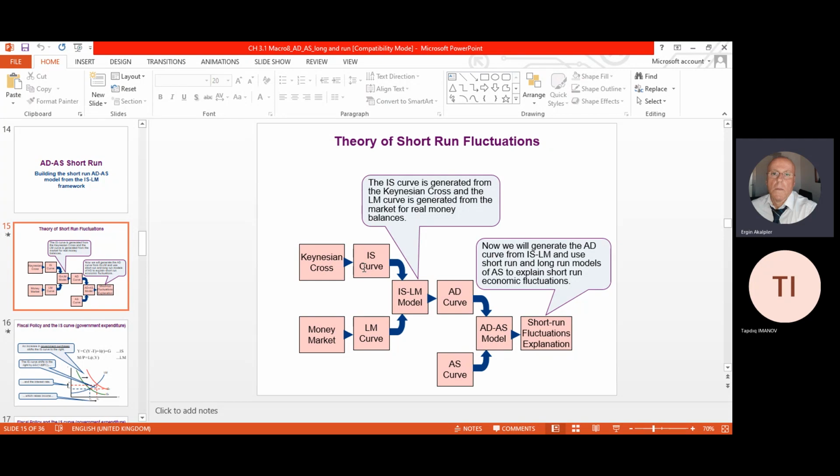The Keynesian cross and the money market are represented in the beginning phases, where the Keynesian cross is investment saving, and the money market is the liquidity money curve. Then they intersect each other in the IS-LM model. This then directs to the aggregate demand curve, and then the aggregate demand curve and aggregate supply curve intersect and realize the aggregate demand and aggregate supply model, and this explains the short-run fluctuations. Now we will generate the aggregate demand curve from investment saving and liquidity money, and use short-run and long-run models of aggregate supply to explain the short-run economic fluctuations and how they are realized.